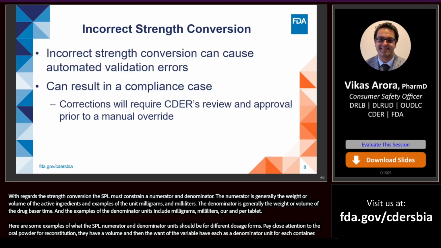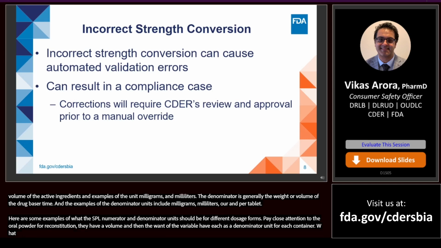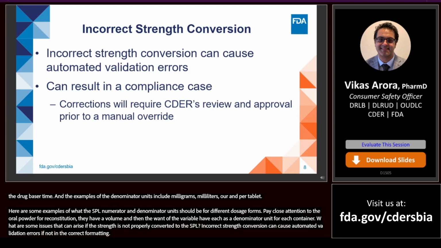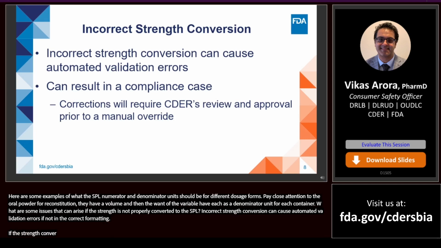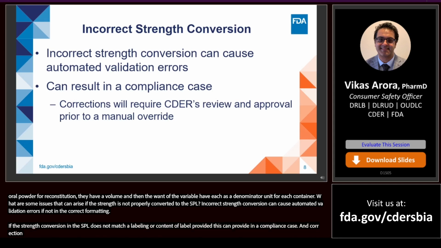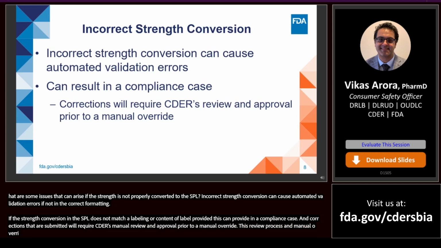So what are some issues that can arise if the strength is not properly converted into the SPL? Incorrect strength conversion can cause automated validation errors if not in the correct formatting. If the strength conversion in the SPL doesn't match the labeling or the content of labeling provided, this can result in a compliance case. And corrections that are submitted will require CDER's manual review and approval prior to a manual override. This manual review process, as well as the manual override, can cause a delay in the posting of the drug listing.